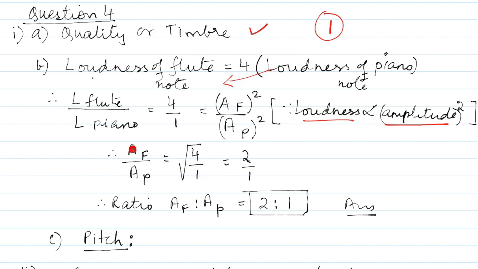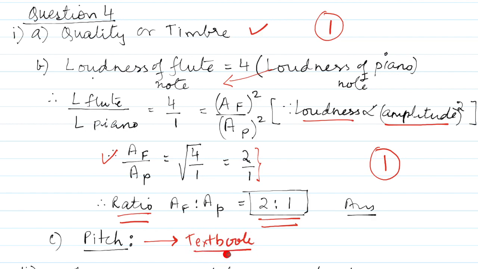So we will take the square root because we are expected to find AF upon AP. So square root of 4 upon 1 becomes 2 upon 1, but they ask you the ratio, so we have to write it like so. You cannot write like this. If you write it like this, you will have 1 mark less. In fact, the teacher can give you 0. Okay, so we write over here 2:1, and that is your 1 mark. The third part was to define what is pitch. Now pitch will be there in any textbook, correct? So I don't have to write it down, you have learned it, so that will be our 1 mark if you produce it exactly the same way as it is in the textbook.